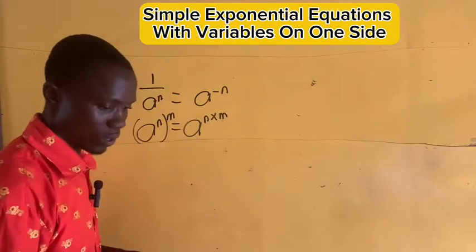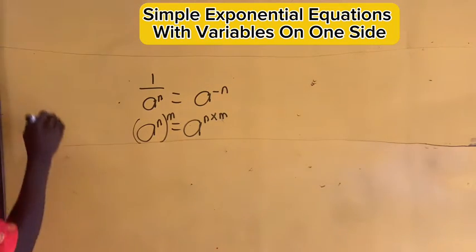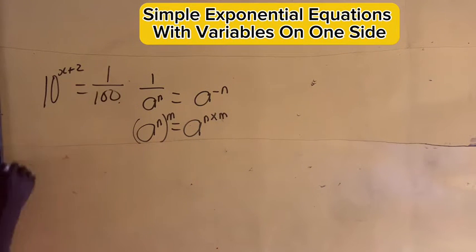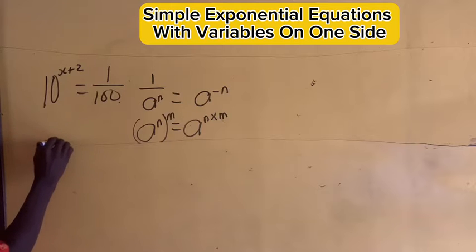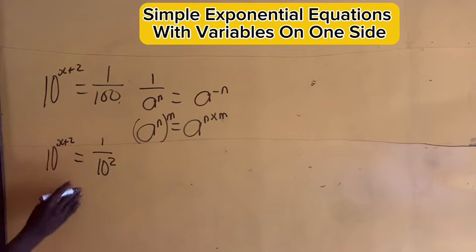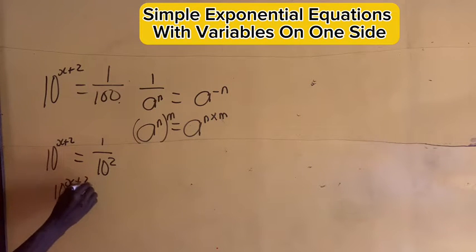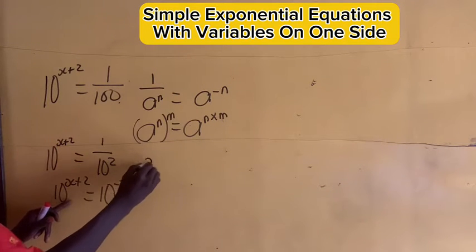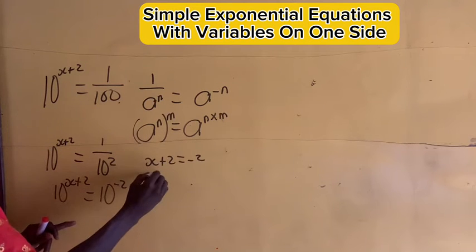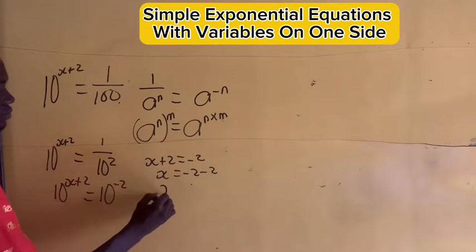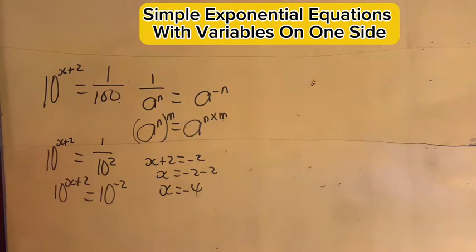Now, what about this one? If I have 10 exponent x plus 2 equals 1 divided by 100. Here, 1 divided by 100 is simply 10 power negative 2. And this is the same as 10 exponent x plus 2 equals 10 exponent negative 2. In this case, we have x plus 2 equals negative 2. x equals negative 2 minus 2. For this, we subtract because it's positive. x equals minus 4 in a very simple way.